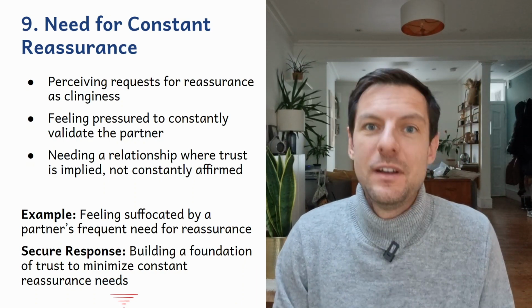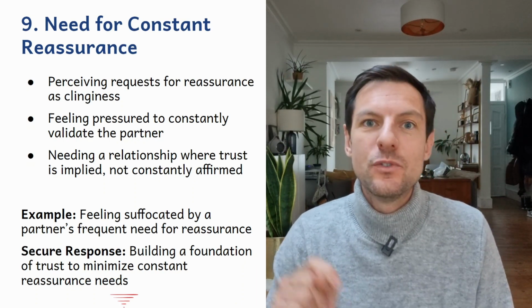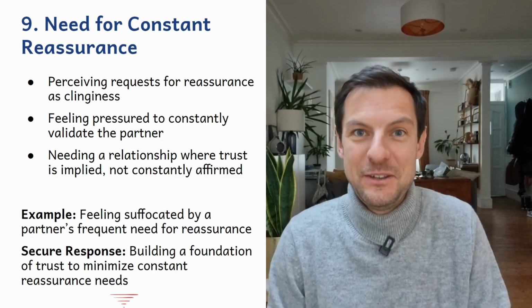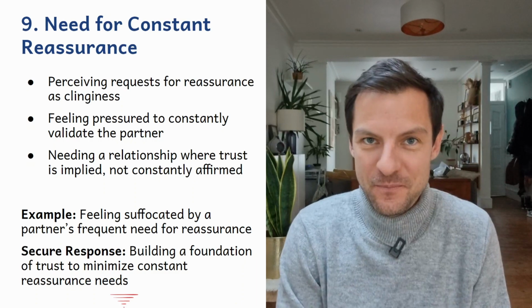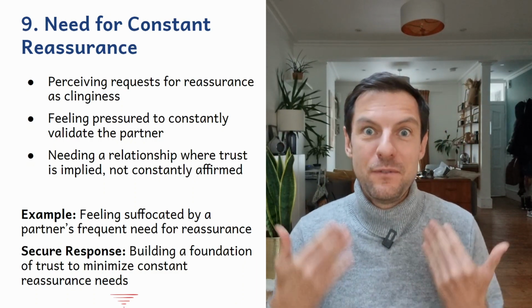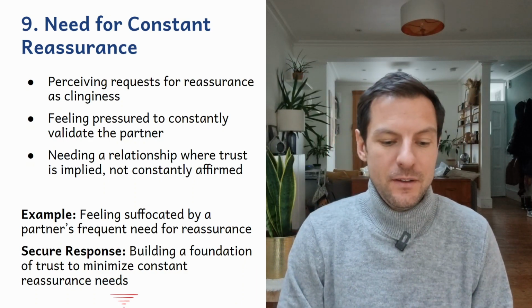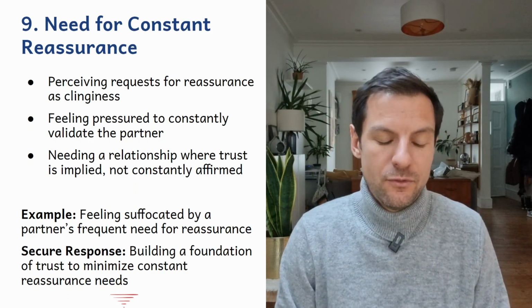We're together. I chose you. Why do you want constant reassurance? What do you want from me? We're already together. What else do I need to prove? These are the things that an avoidant might think or say. So they would feel suffocated by that frequent need for reassurance.